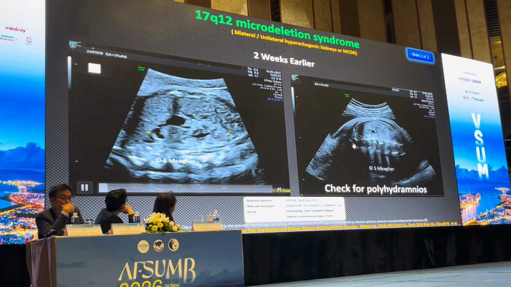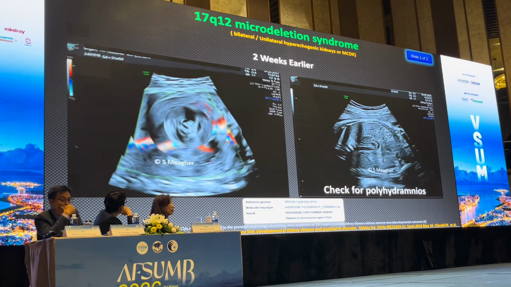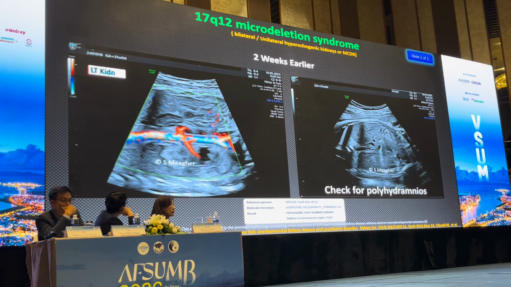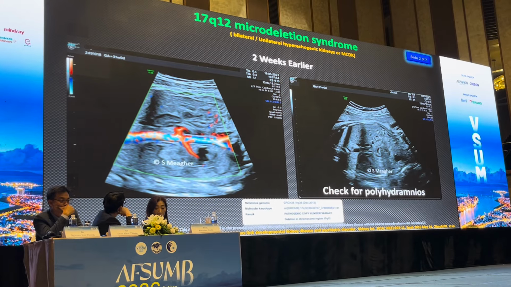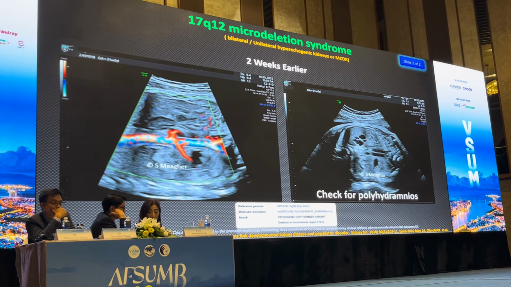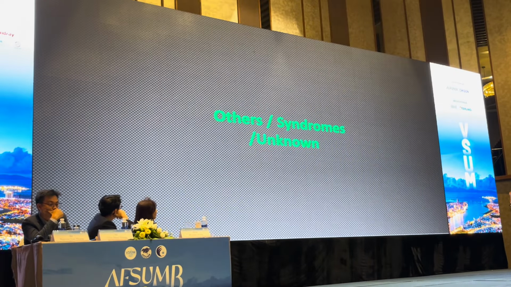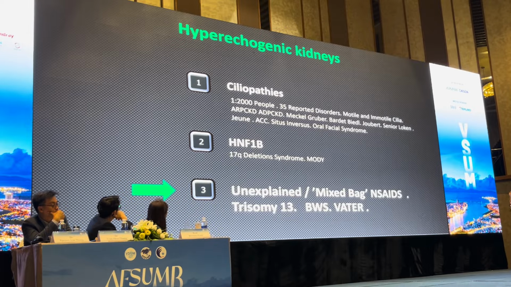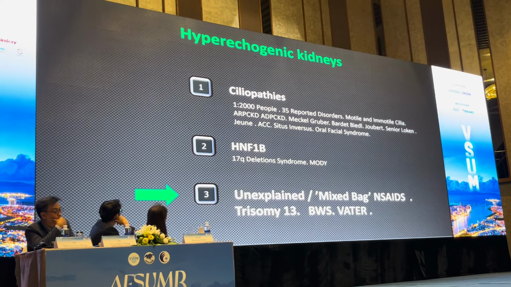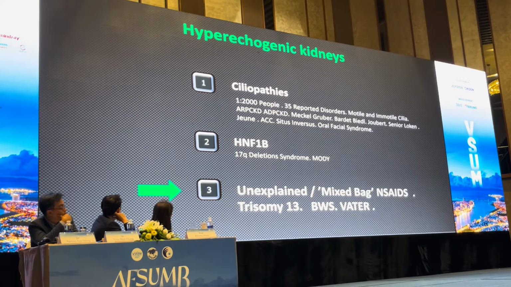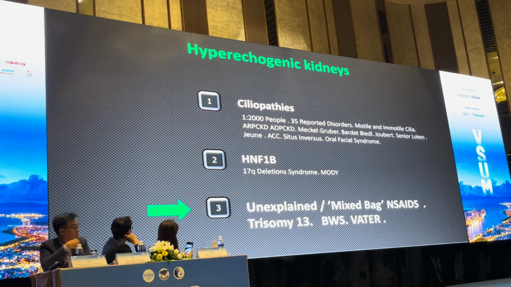So when you're faced with this scenario of kidneys that don't quite fit with multicystic dysplastic, they may be slightly enlarged, they may be hyperechoic, you need to consider 17q12 microdeletion syndrome. And for that, all you need to do is run a microarray. And lastly, I finish up with the last group. This is a group of what I call a mixed bag, where you get hyperechogenic kidneys which don't fit into any of the conditions I've described.